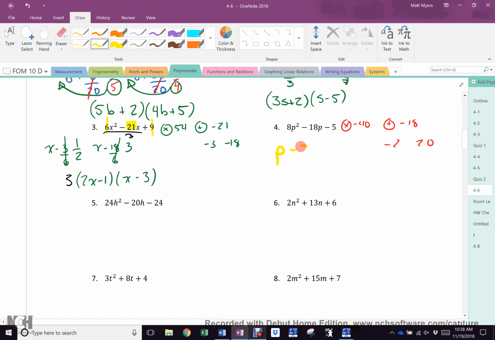P minus 2. But it's not minus 2. It's over 8. 2 over 8. And then P plus 20. But it's not plus 20. It's 20 over 8. It's 20 over 8.